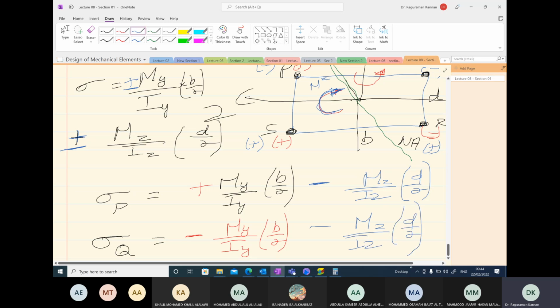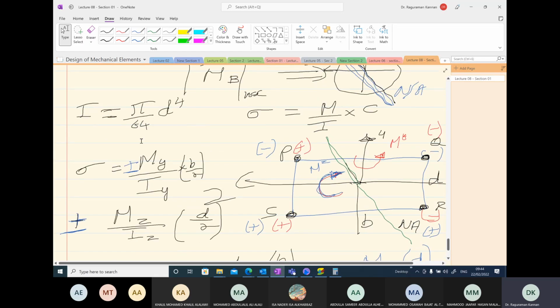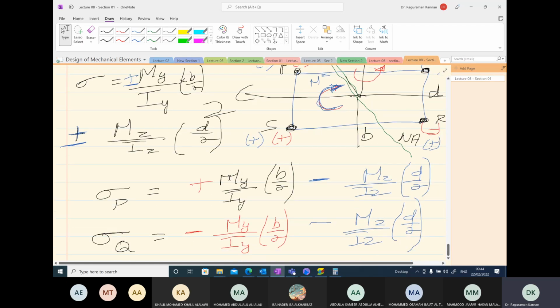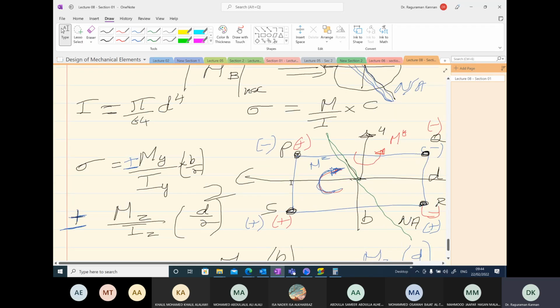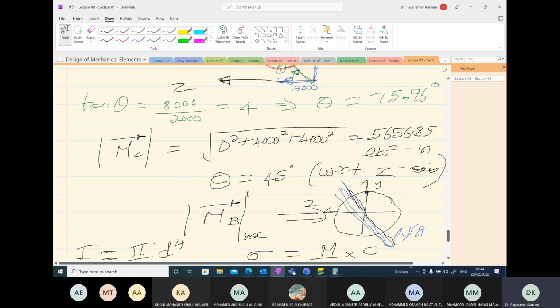Okay, so depending upon the point I choose, I will get positive or negative values on the cross section. And this is, again, we are using the superposition principle here. We are solving and getting the stress only for bending moment in y direction, and then stresses only for bending moment in z direction, and then adding them or subtracting them using the principle of superposition. So in 3D problems, we need to be a little careful.